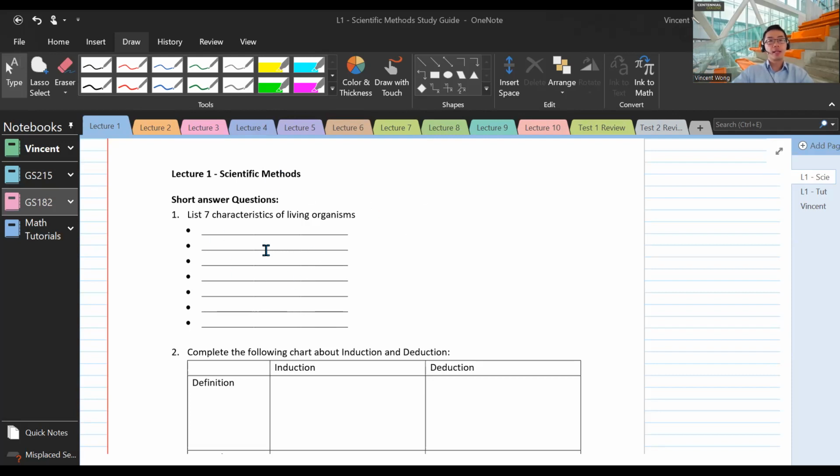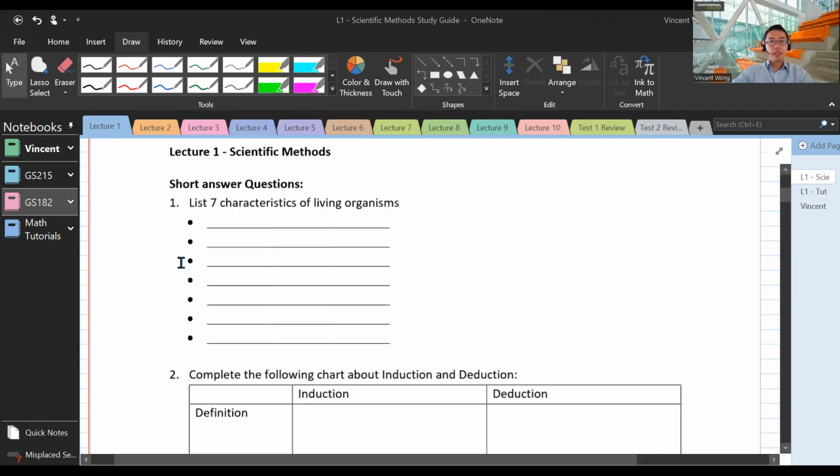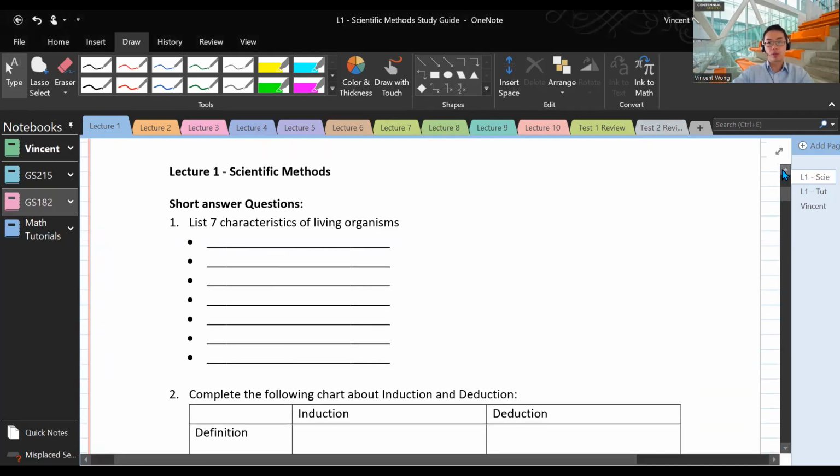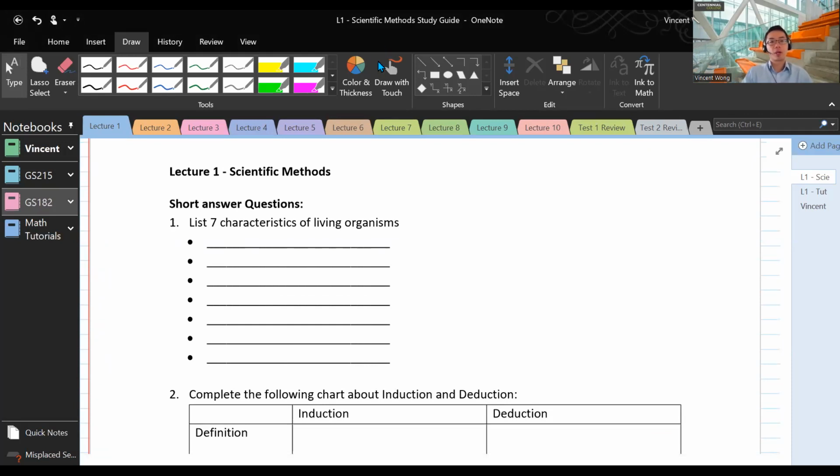So this is the scientific method study guide. If you have not downloaded a copy, you can get it from the link in the chat box that I just posted. So let's get started. Here, first question. And again, if you have any questions during the tutorial, feel free to stop me. Just unmute and ask the question or type your question in the chat box.